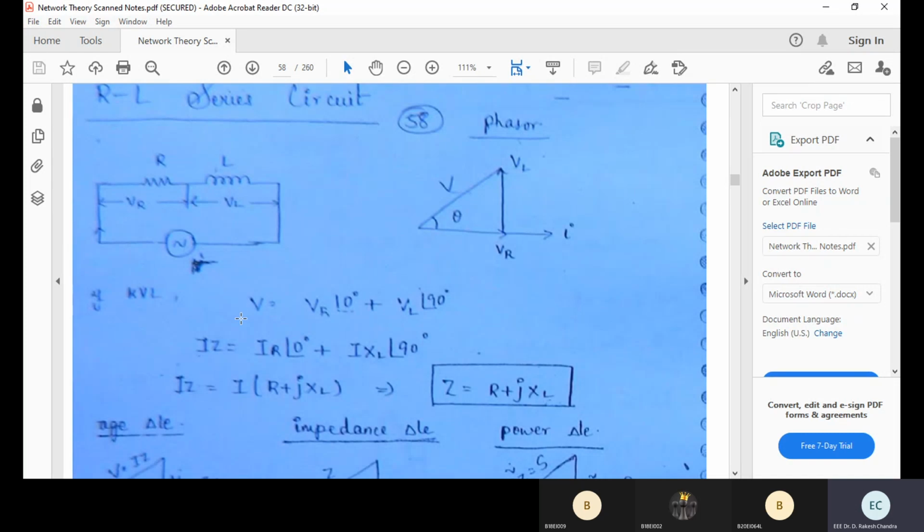You might have seen in your mechanics, maybe in your engineering first year or maybe in your +2 standard. Let's say 30 newtons acting in the X direction, 40 newtons of force acting in the Y direction. What is the resultant force? 30 plus 40, 70? Is the force 30 plus 40, 70? No, it's a phasor sum.